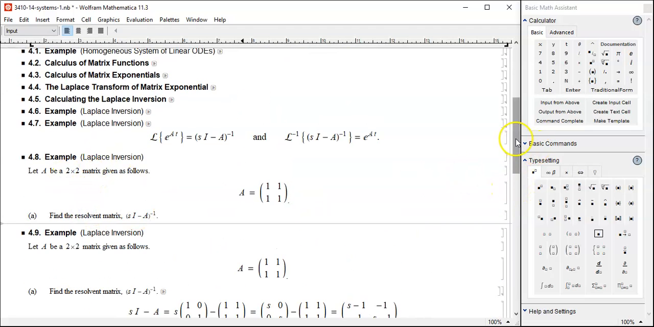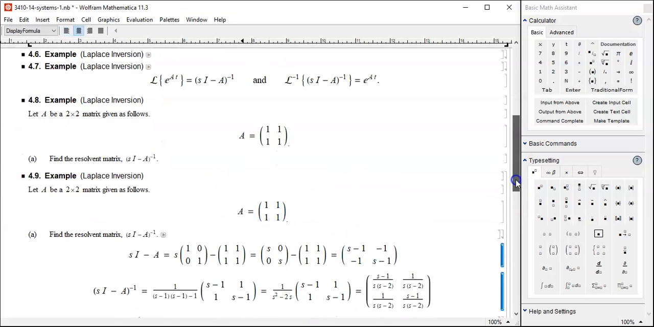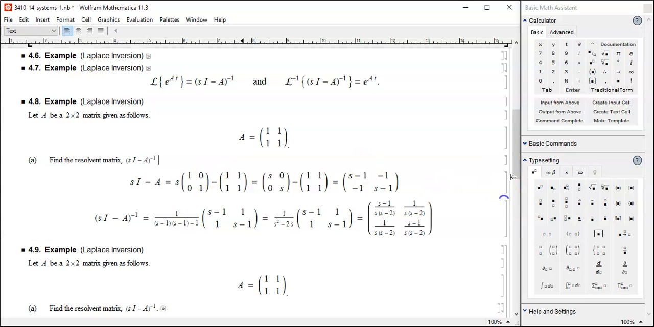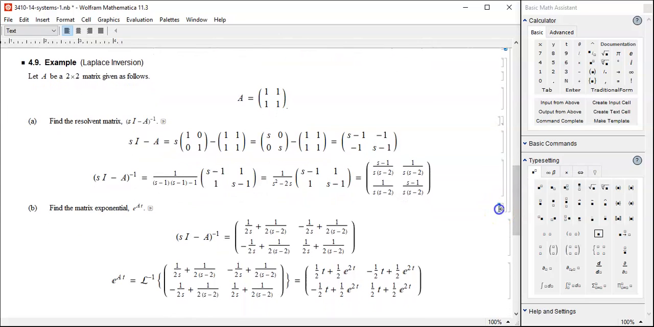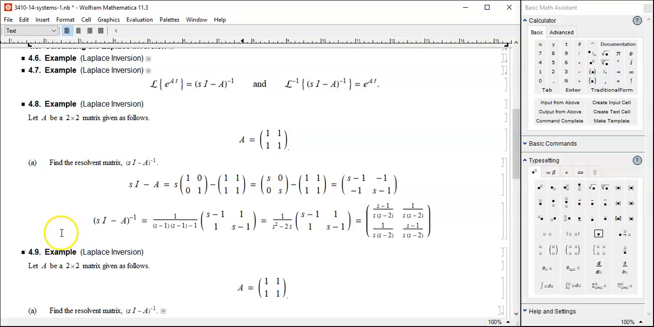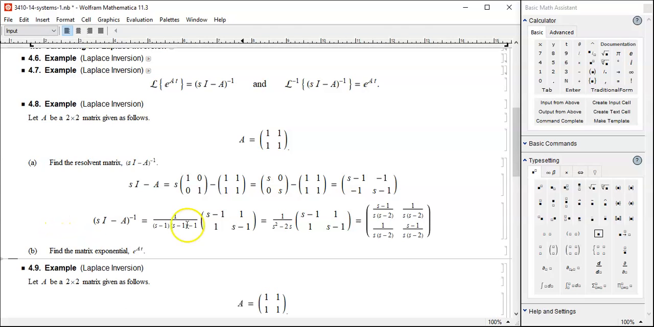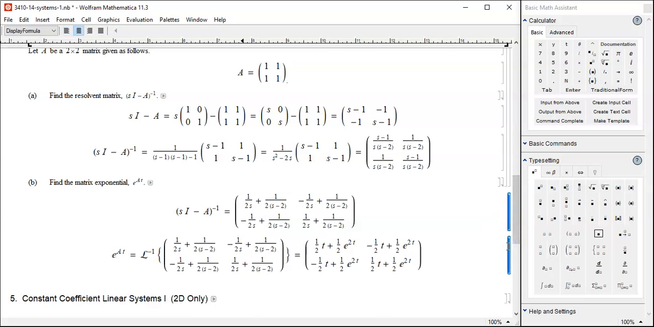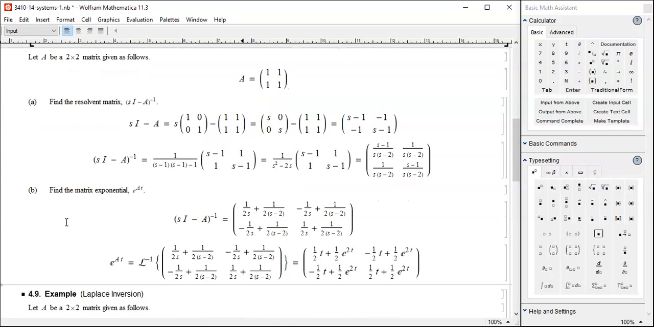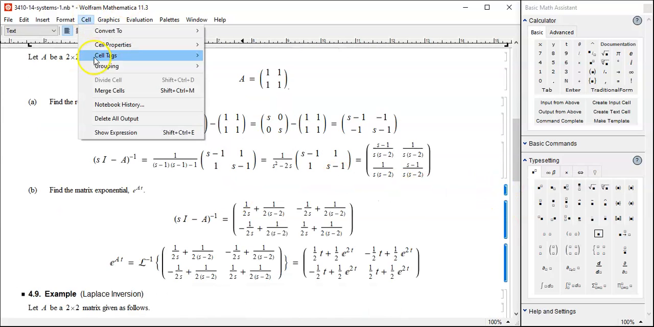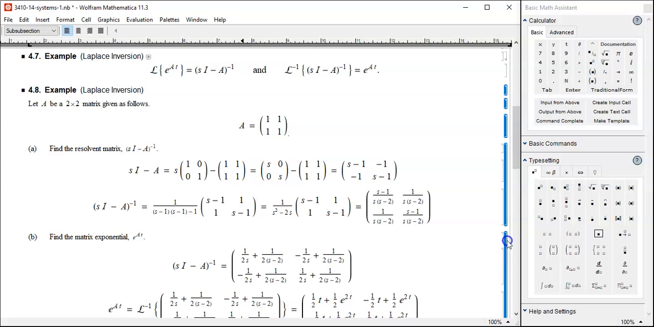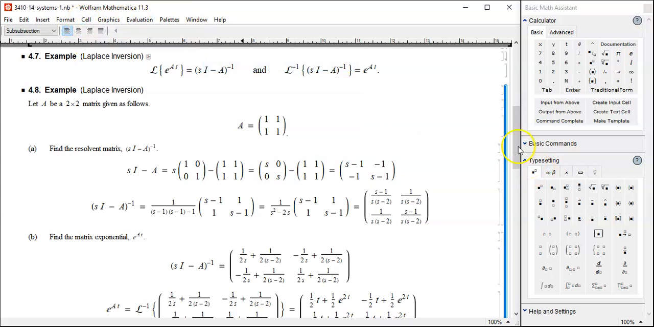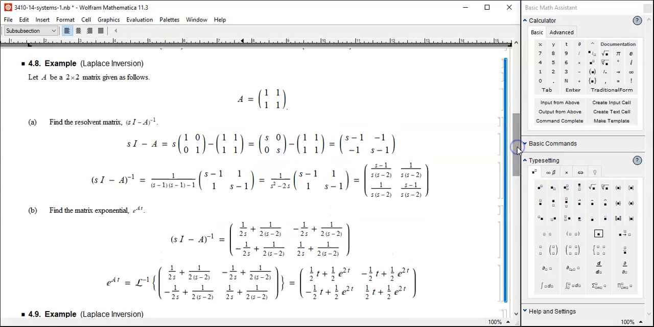Okay, let me copy and paste these solutions here. And we got these. And then find the matrix exponential. And then let's copy and paste this part over there. And okay, there you go. And then put everything together. Okay, there you go. There's the full solution there.